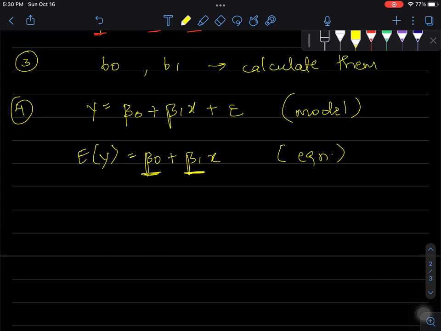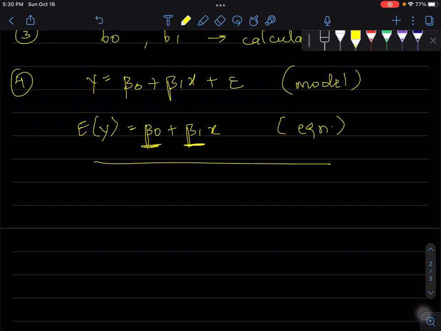And in the next video we will see how to find the estimated regression equation using something called the least squares method.